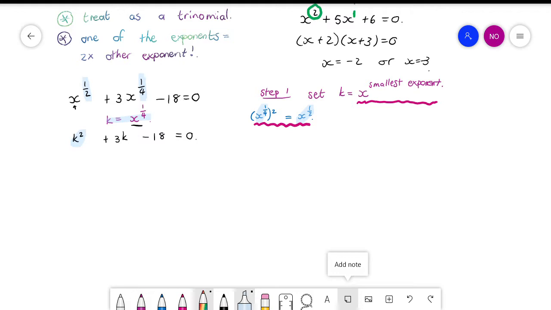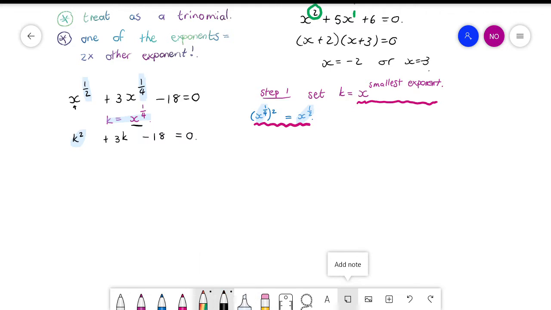Ek gaan nou nog 'n voorbeeld doen. Maar stem julle saam? X tot die mag 'n kwart is K. So x tot die mag 'n half moet K kwadraat wees. Because that to the power of 2, you times with the exponent. And a quarter times 2 is a half. Ja? Glo julle my soort van? Okay, we get back to it.